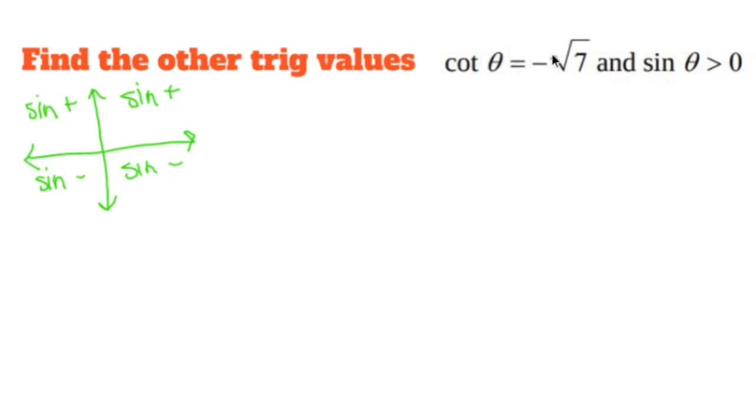So cotangent is negative root 7. Again, I care about positives and negatives everywhere because if my job is to find the other trig values, and that's negative, I'm going to have to deal with negative values all over the place. So let's find out where cosine is negative. Cosine's negative here on the left and positive here on the right.